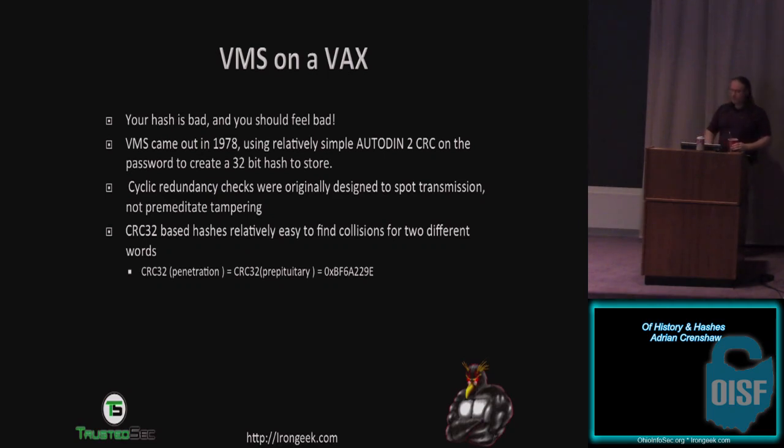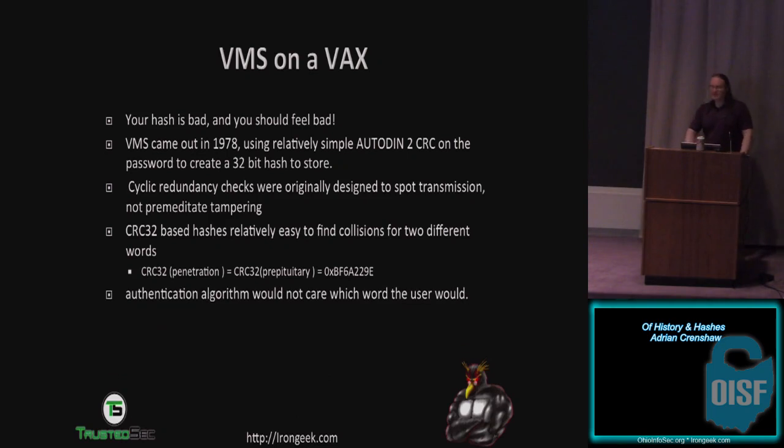So to give you an example, let's say this is the password hash that someone was using. Well, they may have had penetration as the password, but both penetration and perpetuity hash to the same thing. So it's a quick and easy collision. So that was the reason why VAX wasn't so great. The authentication algorithm would not care which password you entered as long as the hash was right.